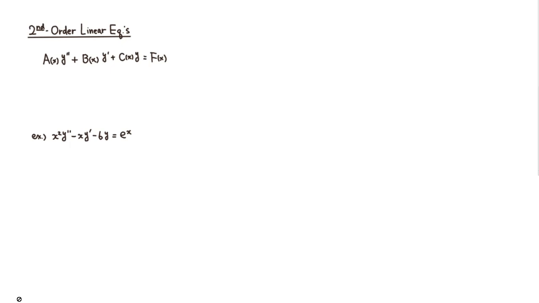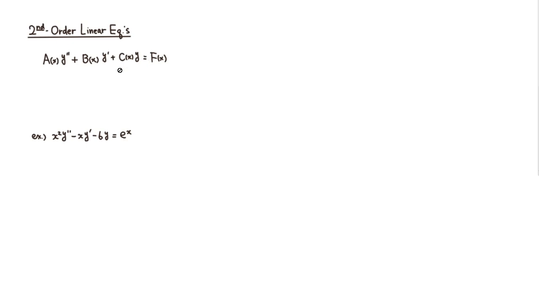All right, let's look at second order linear differential equations. The form of the equation is you have some function of x, a(x), times y double prime, plus b(x) times y prime, plus c(x) times y is equal to a right-hand side function. As you can see, the highest derivative is the second derivative. That's why it's second order.